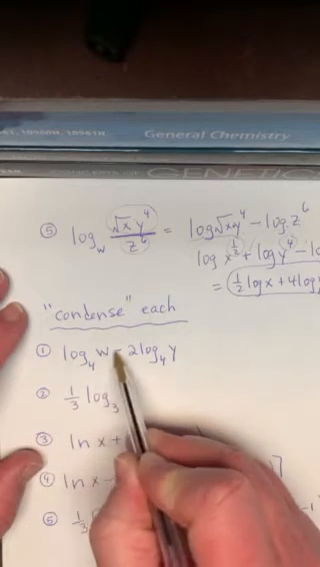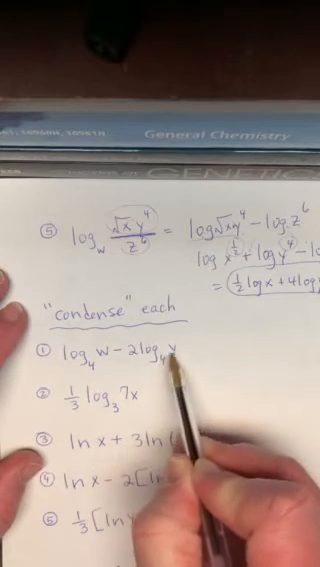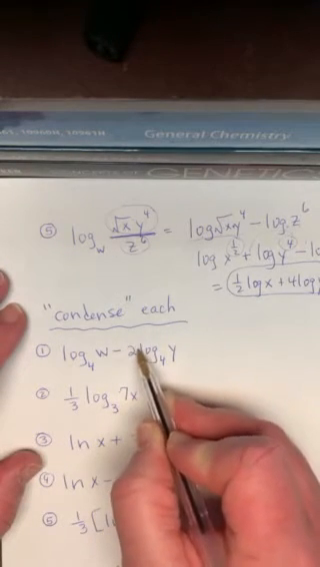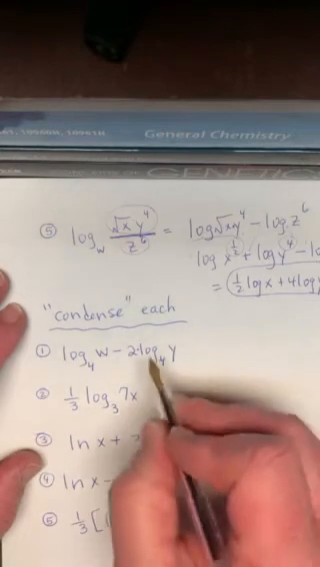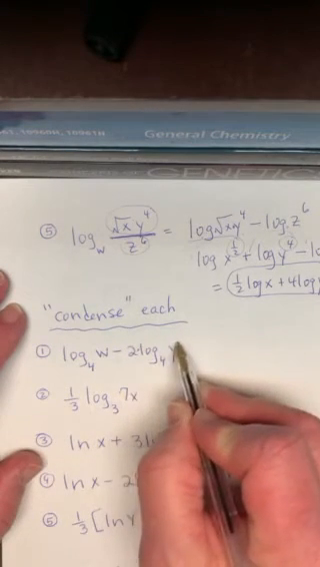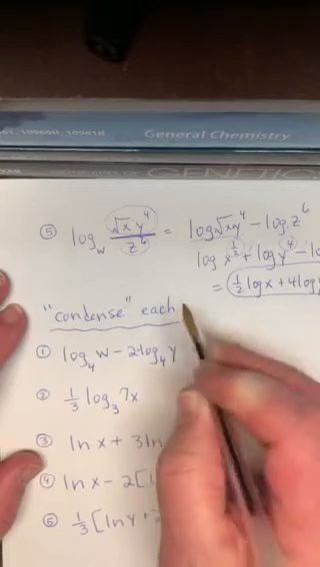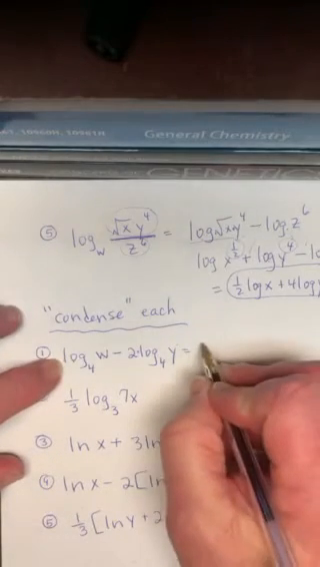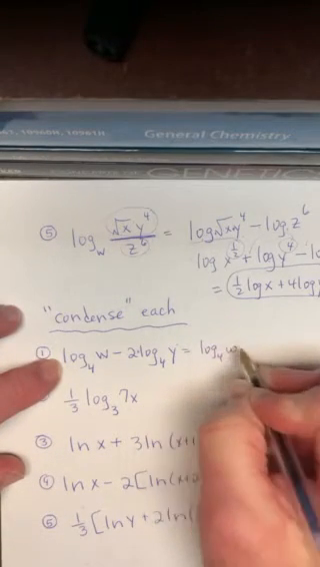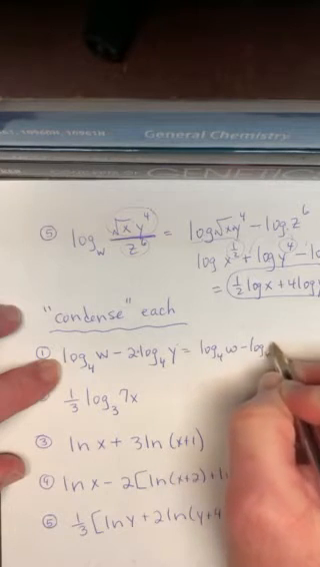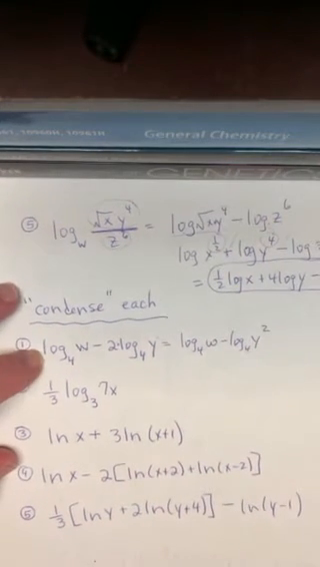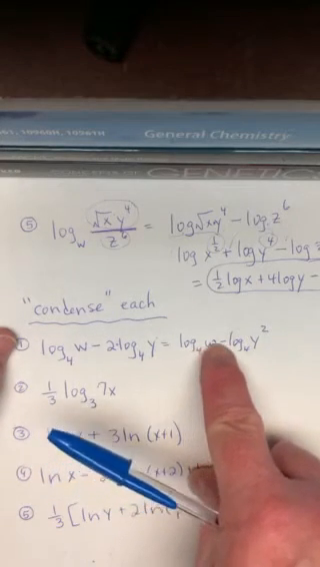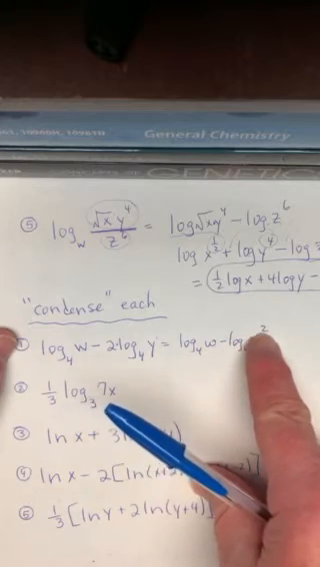Log base 4 of w minus 2 log base 4 of y. If there is a 2 out in front of this log, do you agree that if it's out in front, it must have been an exponent to begin with? So I'm piecing this back together and working backwards. So this is really log base 4 of w minus log base 4 of y to the 2nd. Agreed? And now look, it's the log of w minus the log of y squared.